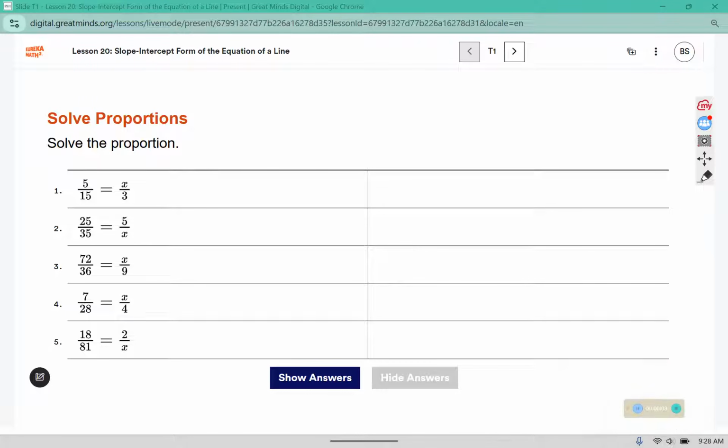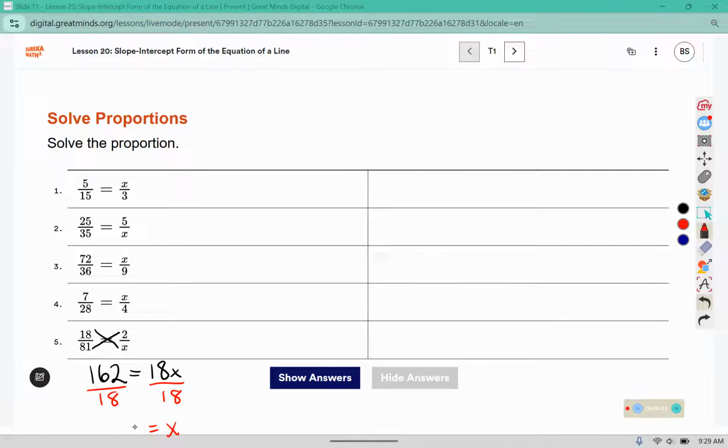Solve the proportion. We can cross multiply to turn this into a problem that looks more familiar. 81 times 2 is 162, and 18 times x is 18x. Then we can divide both sides by 18 to solve it for x. 18 divided by 18 is a single x, and then 162 divided by 18 is 9.